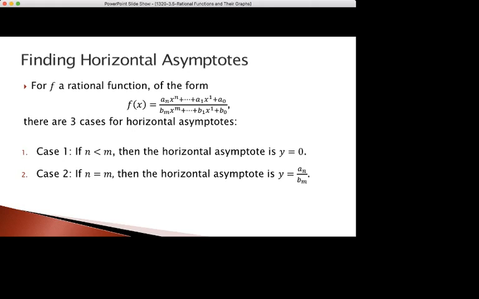Now, case number one is if n is less than m. Case number two is n is equal to m. I think we can take a guess at what case number three is, and lo and behold, if n is greater than m, it's case number three. If the degree of the numerator is greater than the degree of the denominator, then f actually has no horizontal asymptote. And that means we call it a day on that one. We don't have a horizontal asymptote, and we can move on with our lives. So these are our three cases for finding horizontal asymptotes.